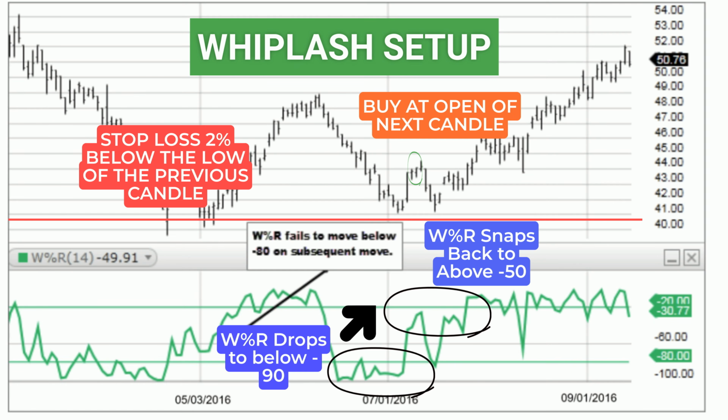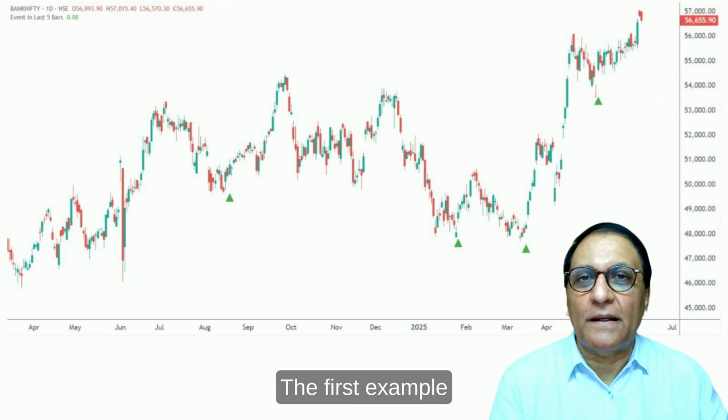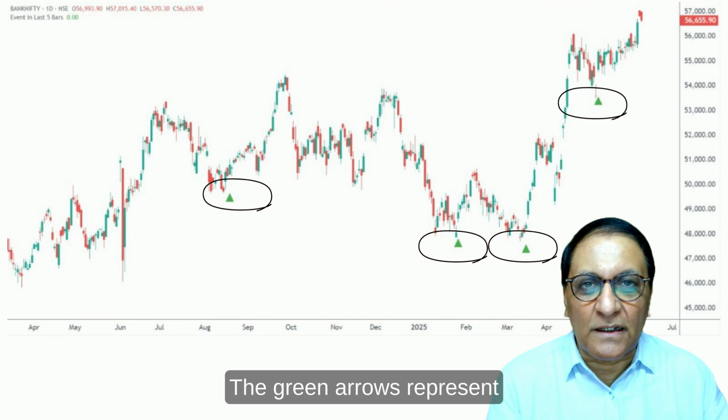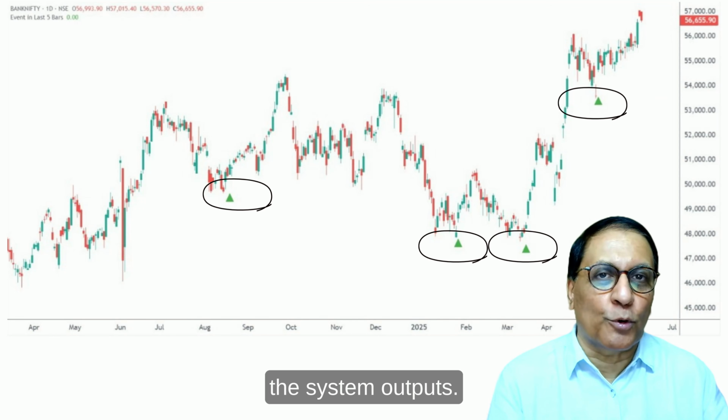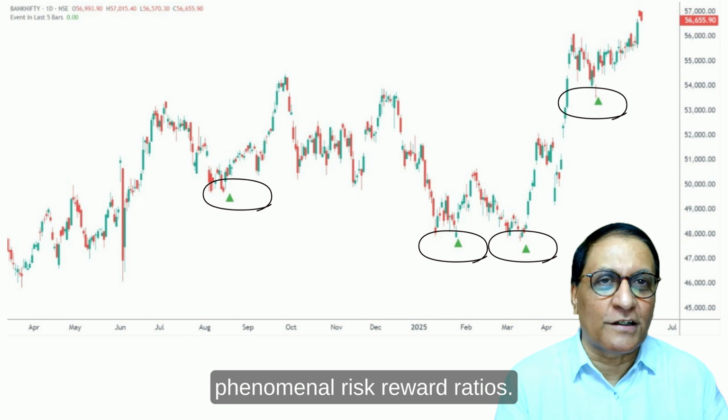For indices, the numbers will become a 1% stop loss and a 5% target, since 2% and 10% are very large numbers in the case of indices. Now, 3 examples of such moves. The first example is in the Bank Nifty. The green arrows represent the system outputs. As you can see, all the trades are correct and are giving you phenomenal risk reward ratios.